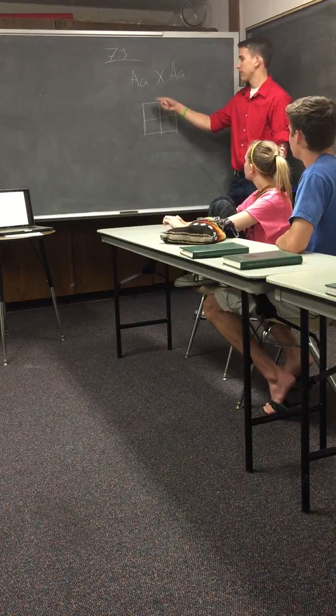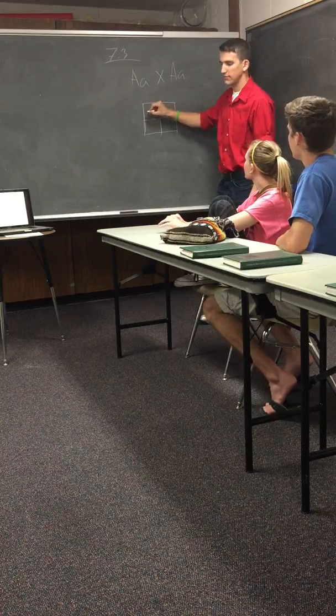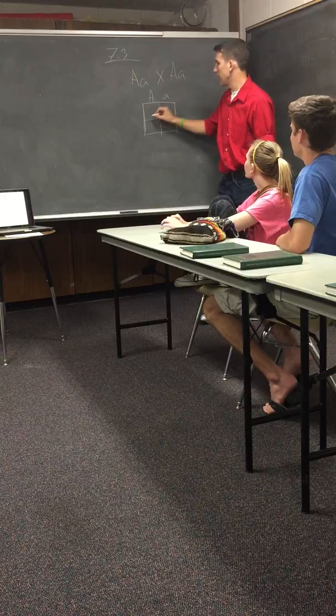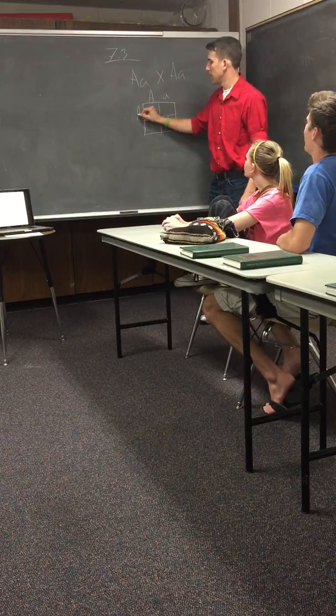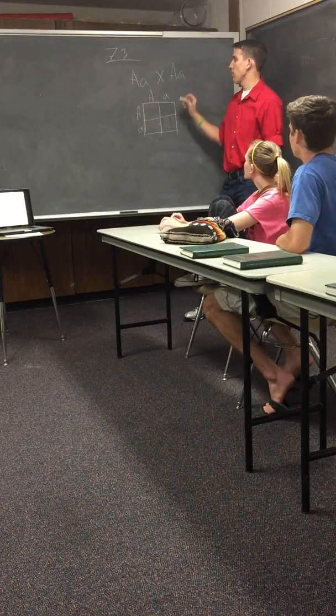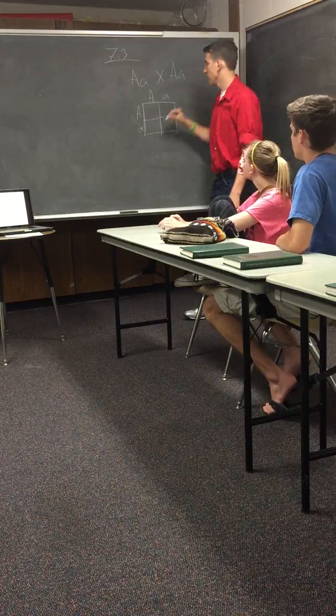So, what goes on top? Big A. There we go. Recessive, little a. Right here? Dominant A. Recessive a. In this case, they're both the same. Does it matter if the mom or dad goes up top? No. Not at all. It's going to cross the same.